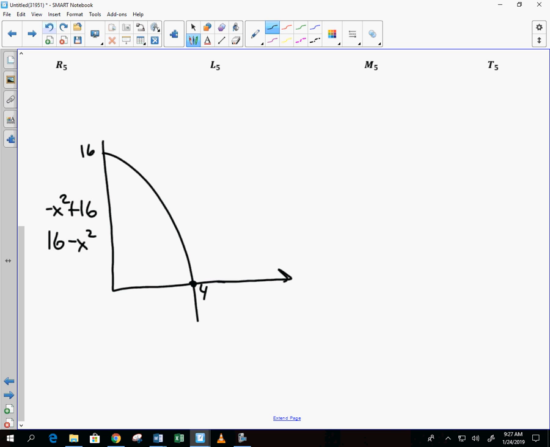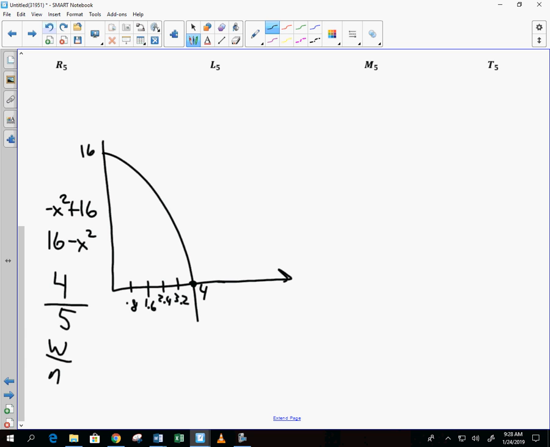How many rectangles? 5 rectangles. So if the entire interval is a width of 4 and there's 5 rectangles, what's the width of each rectangle? 0.8. So I'm going to do 0.8, 1.6, 2.4, 3.2. I have the entire width of 4 divided by the number of rectangles, which was 5. Your width divided by the number of rectangles is going to tell you the width of each rectangle.